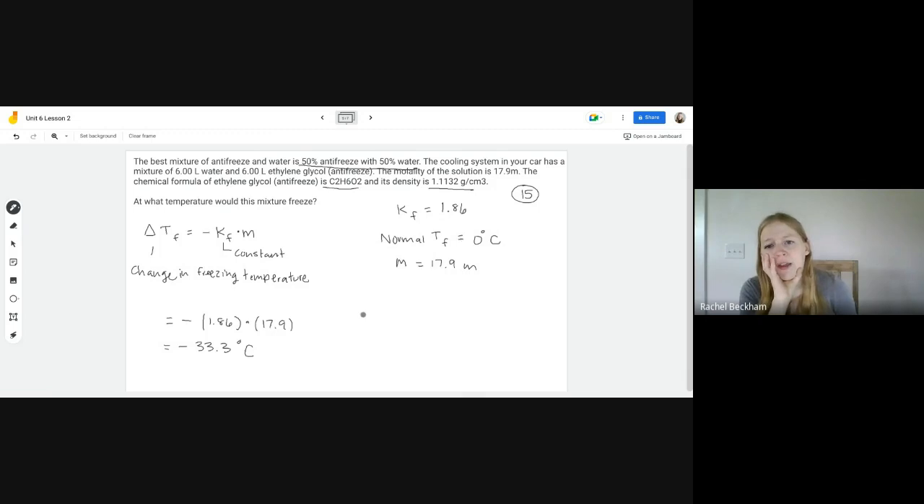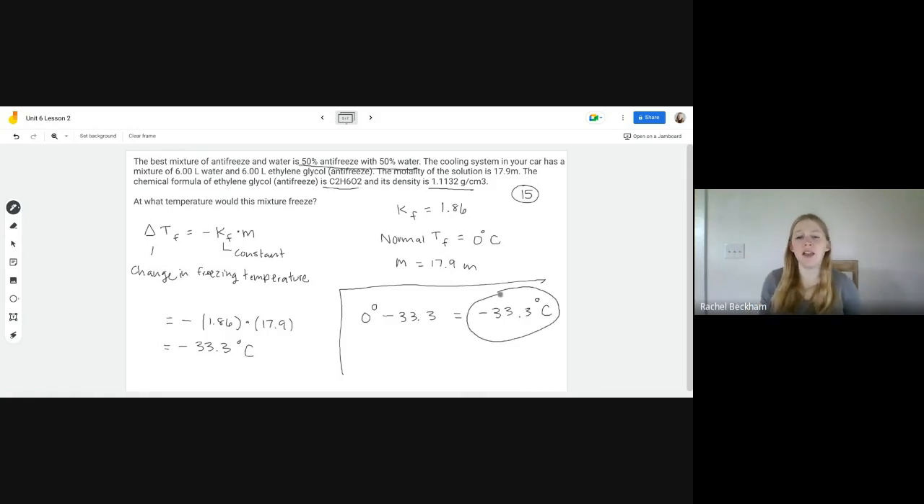So normally the temperature is at 0 degrees, right? So we need to do 0 degrees and then minus that 33.3. And that's obviously negative. It's like 0 minus 33. It's going to be the same. So this is the new freezing point of water when you mix in antifreeze with it. Isn't that cool? So now you have to get down to negative 33 degrees in order for water to freeze if you mix antifreeze in with it. So that should be your answer for number 15.